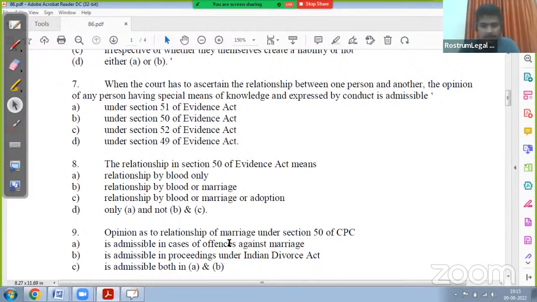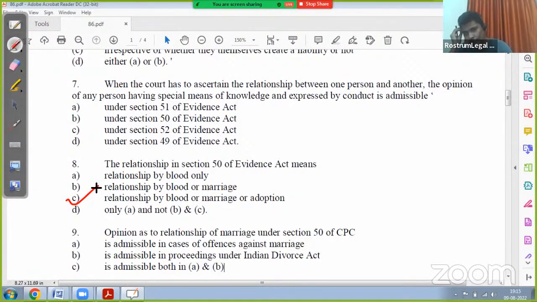Its correct answer will be your option C. That means a relationship created by blood or marriage or adoption. Right? Moving towards next question, question number 9.